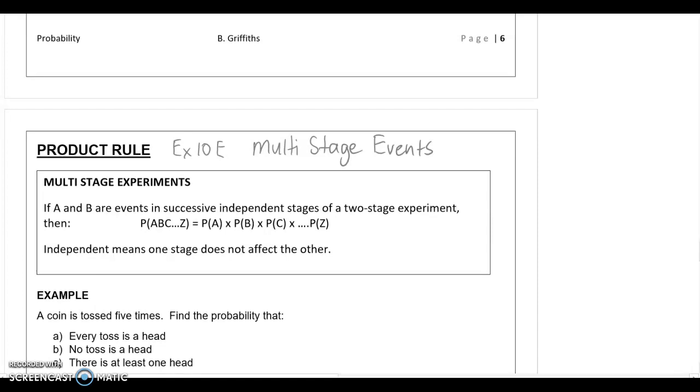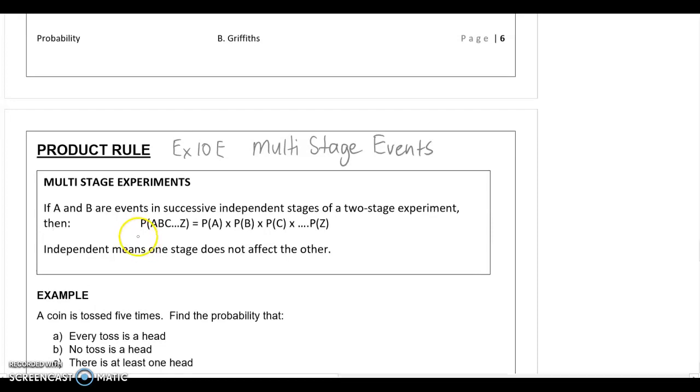Okay, so we're now going to be looking at the product rule for multi-stage events, and this will relate to exercise 10E from the textbook. What the rule basically says is, if we have a multi-stage experiment and A and B are events, and our rule actually goes all the way down to Z, so there are independent events A, B, C and D, and they're happening at different stages, one stage doesn't affect another.